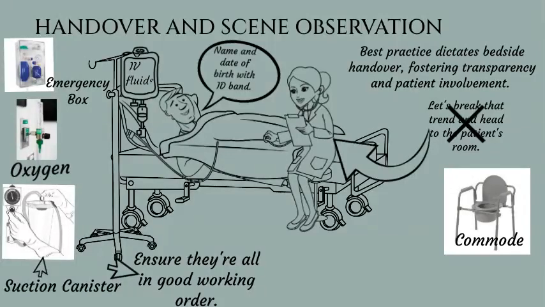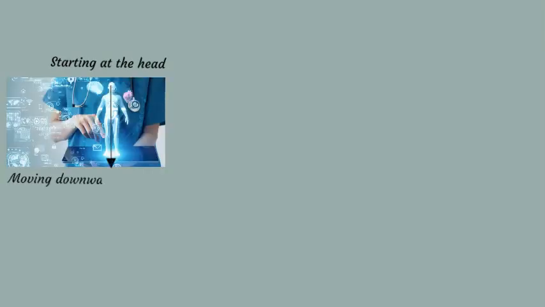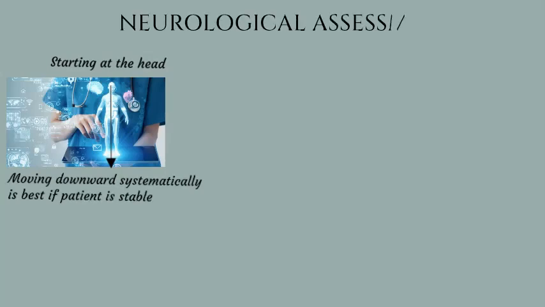If the patient is connected to treatment devices such as IV fluids or oxygen, note their proper administration and settings reflect the doctor's orders. When doing a head-to-toe assessment, starting at the head and moving downward systematically is best if the patient is stable. So, we embark on a neurological assessment.